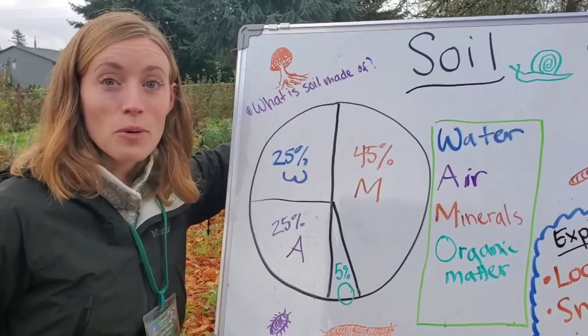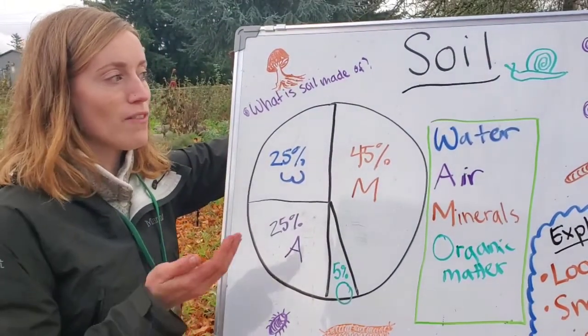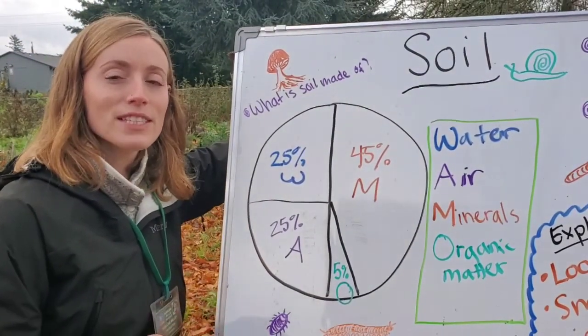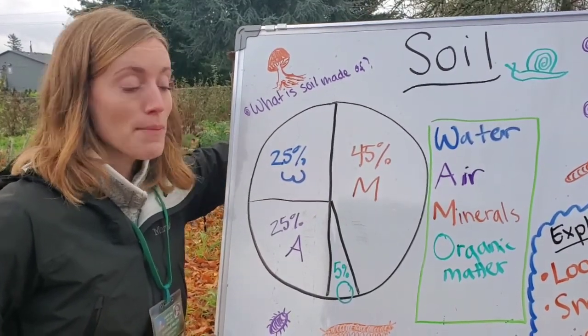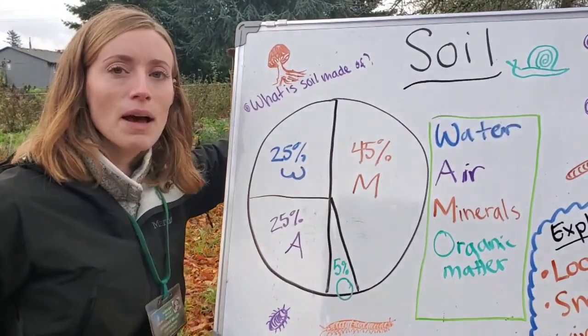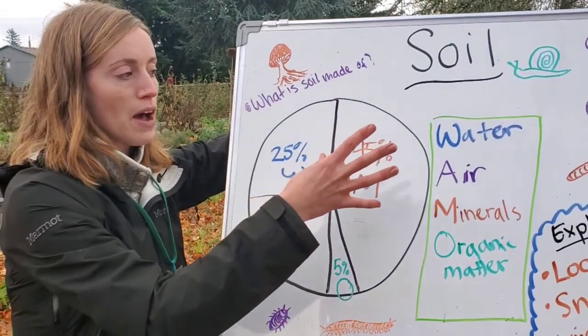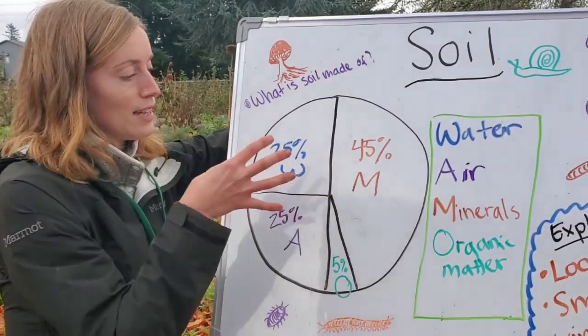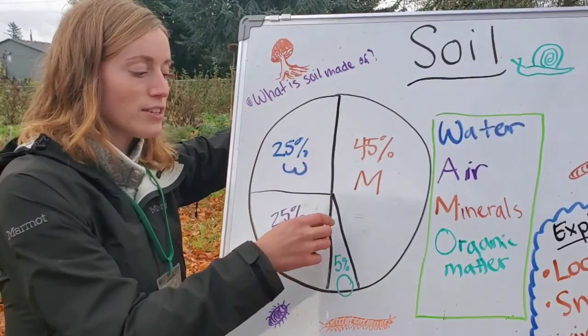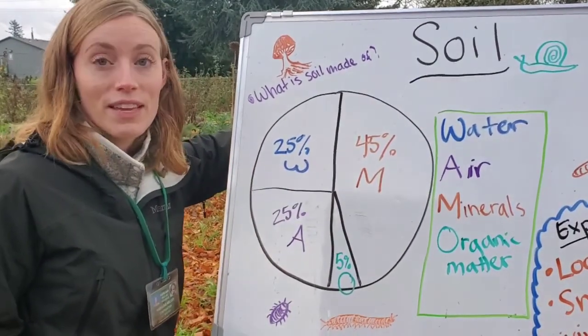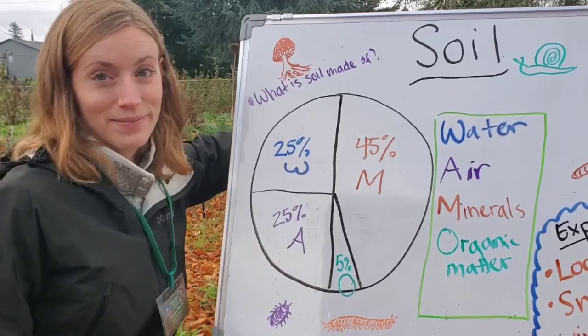So we've answered our question. Soil is made up of water, air, minerals, and organic matter. It might not always have these exact amounts, but for the most part, you can think of soil as being about half rocks, half air and water, and just a little bit of living things or decomposed things.